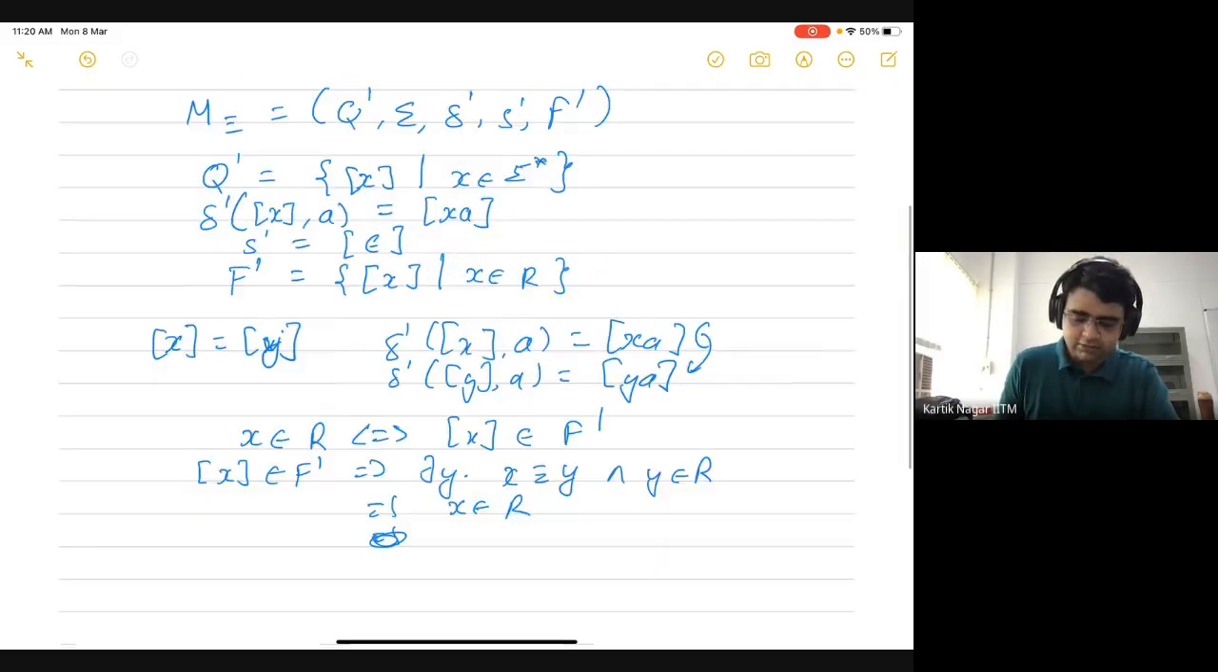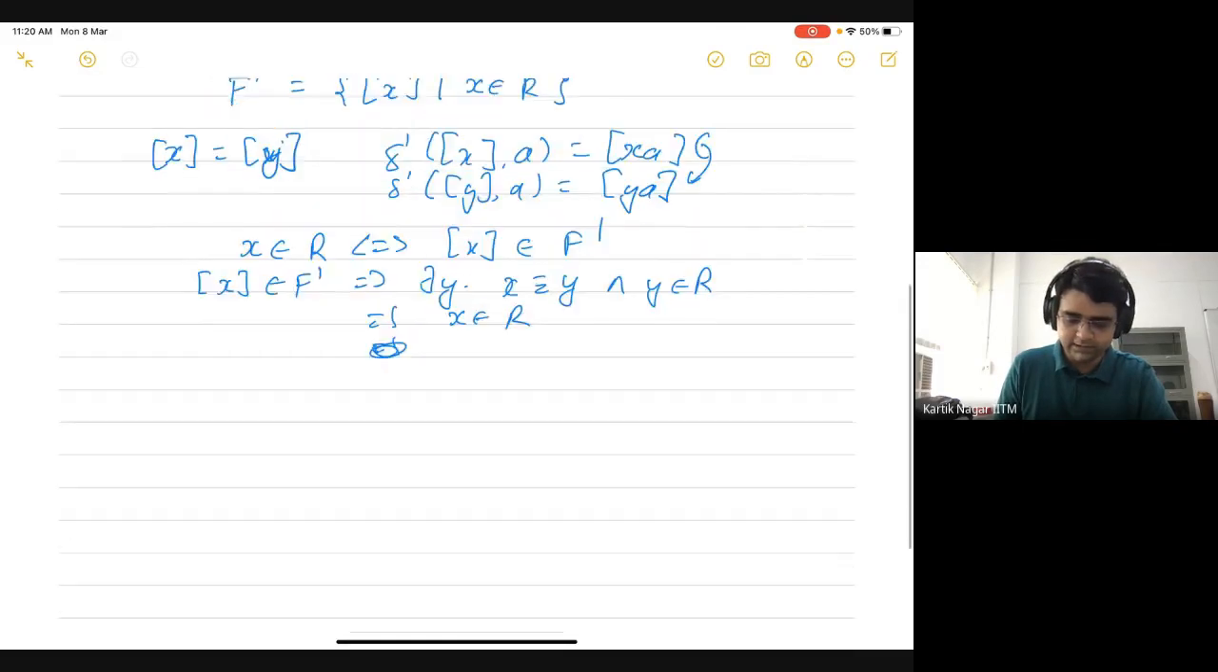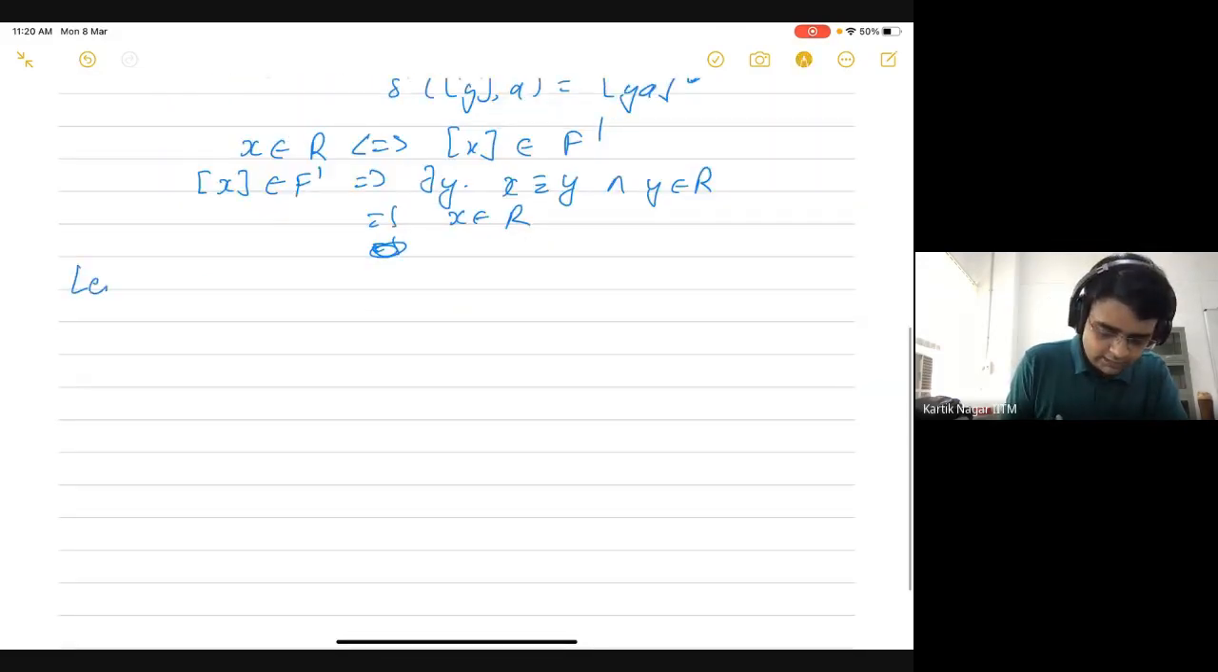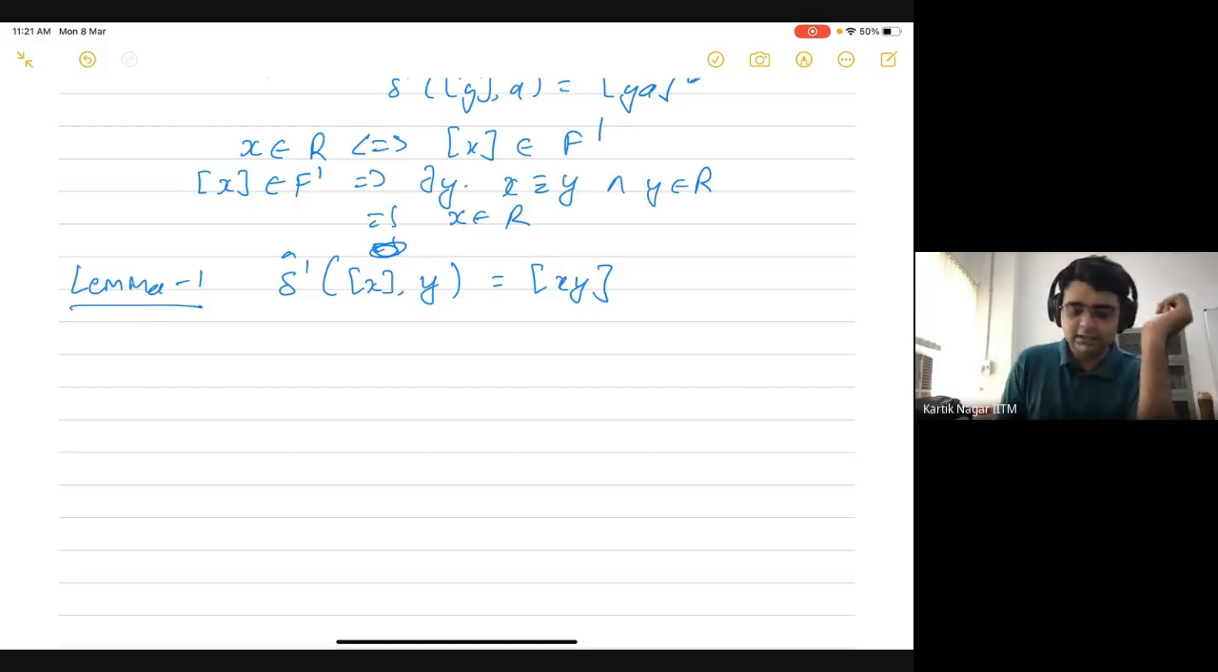Okay. So we have seen that this is a well-defined DFA, and now we want to show that its language is the same as R. In order to do that, we will prove this lemma. Let's call this lemma 1. This lemma says that delta prime hat of the equivalence class of X comma Y is going to be the equivalence class of XY. So delta prime hat of the state of the equivalence class of X and processing the string Y on that is the same as the equivalence class of the string XY.